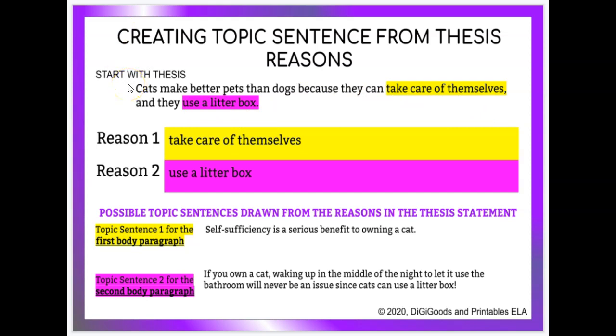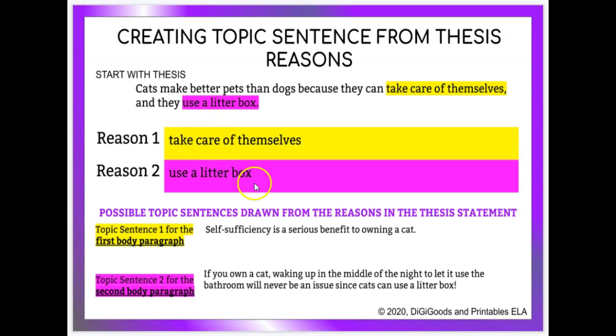Okay, so we start with the thesis statement. And remember, what we are doing is creating topic sentences from these reasons. Cats make better pets than dogs because they can take care of themselves and they use a litter box. So reason number one that cats are better than dogs is that they can take care of themselves. And reason number two why cats are better than dogs is that they can use a litter box.